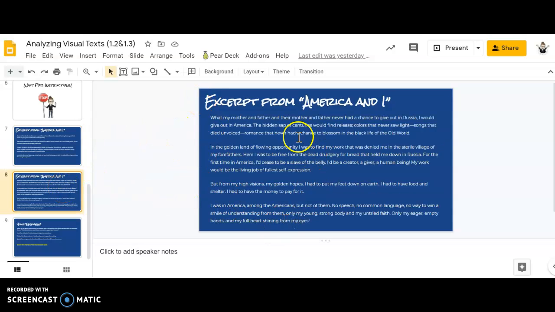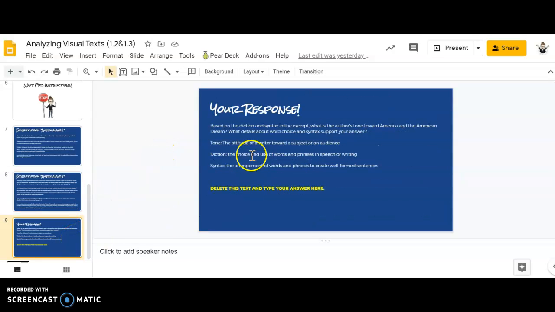The excerpt is continued on the second slide. We did the same thing, highlight or underline or whatever the words or phrases that you feel show you how this author feels about America. And then here you're asked to create a response. And here is the question.